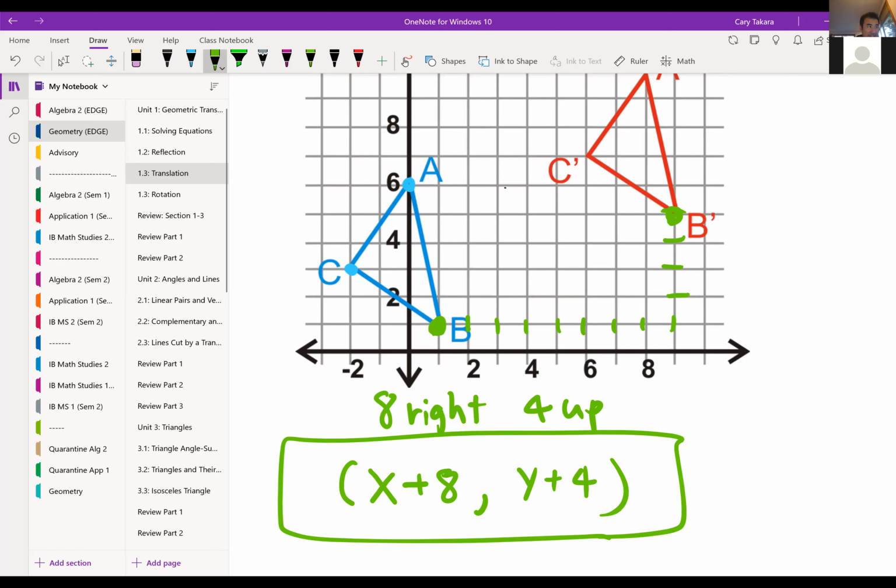Do you see that, Stephanie? It has to be positive instead of negative, because you're going from blue to red, not red to blue. So you go 8 spaces to the right, 4 spaces up.